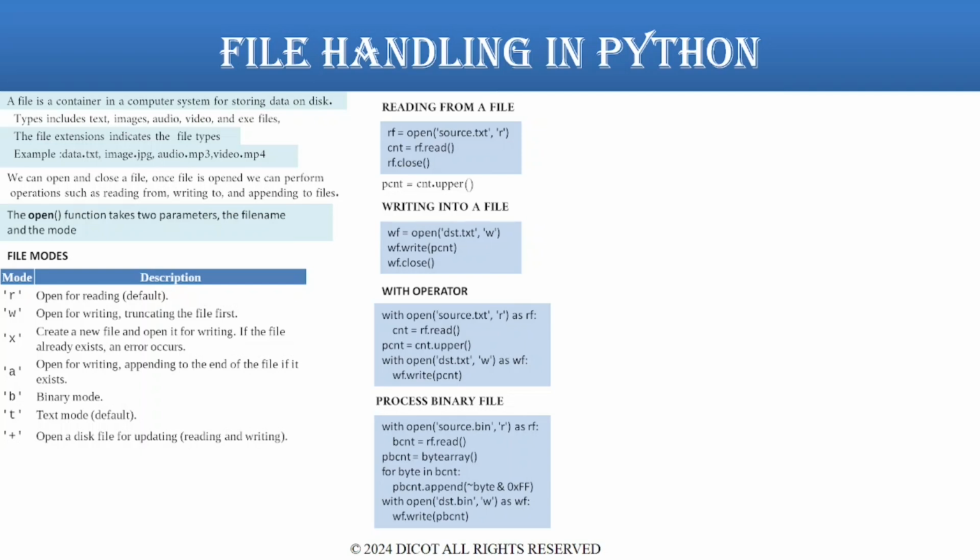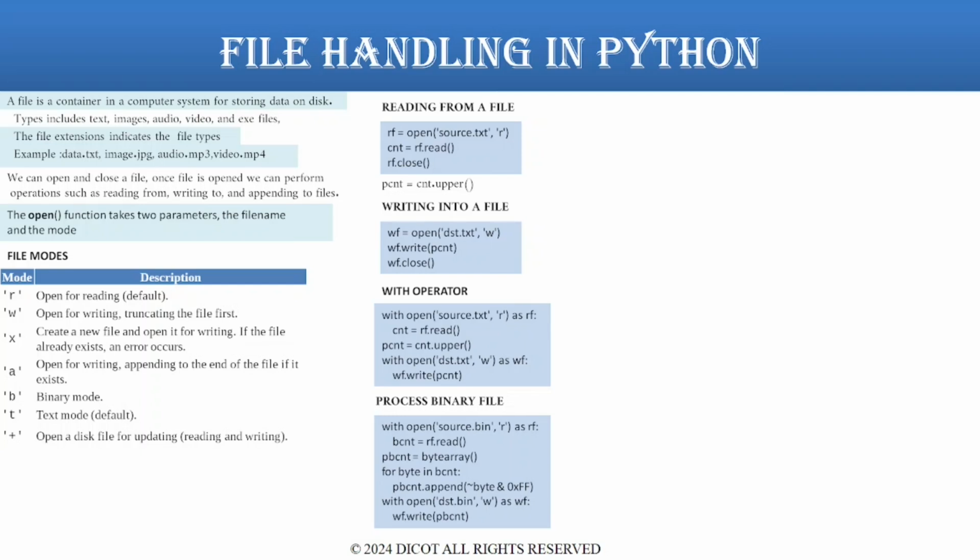Now, let's open another file with name dst.bin for writing. It is a binary file and W indicates that we are opening the file for writing. Once the file is opened, we are assigning the file object to variable wf. Then, we are writing the contents of the pbcnt to the file using a call to the built-in file write function, wf.write. This way you can process a file of any type using Python's file functions.